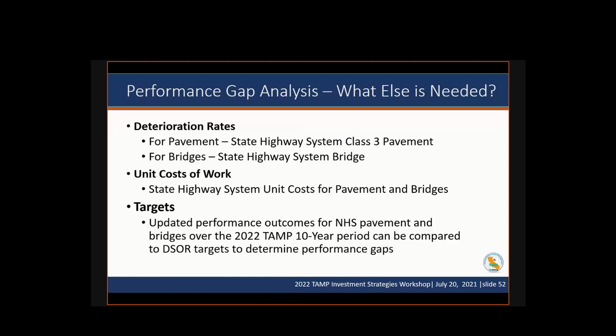When we have done this work already for the state highway system, we've been able to isolate a better unit cost for both pavement and bridges. And so for a starting point, again, I think we can go ahead and start with our state highway system unit costs for this analysis, and you will have the opportunity to refine that moving forward.